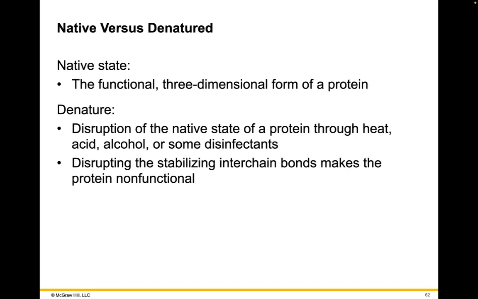The native state, that word native, means the functional three-dimensional form of a protein. So you haven't screwed it up at all. Denatured is when you change the shape and now it no longer functions. You denature a protein with heat or very strong acids, even strong bases, some alcohols, disinfectants, things like that. You are disrupting those chains, those bonds within the protein, and now they are no longer functional.